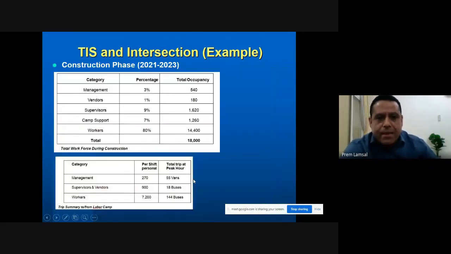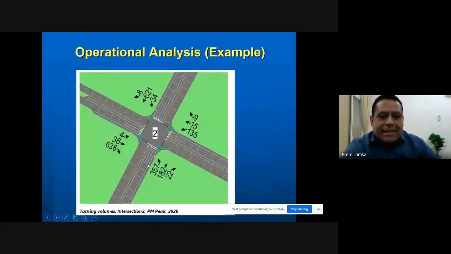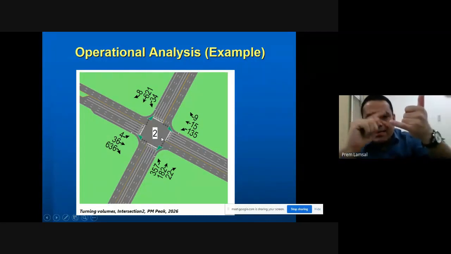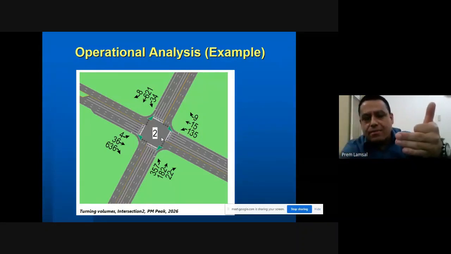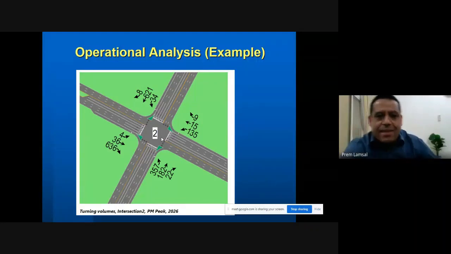Here, for the operation period, for 2026, what is happening in this intersection 2? As I explained, we calculated the existing traffic there. We added the extra traffic because of this development, and we added the traffic growth for 2026. Based on that, you can see all these turning movements. For example, only 4 vehicles are taking a left turn here during the PM peak in 2026.